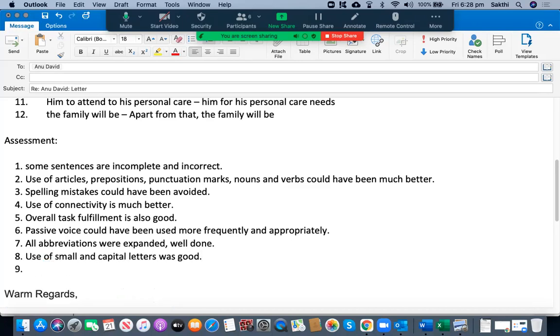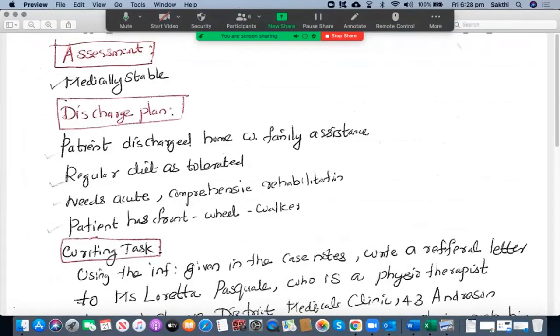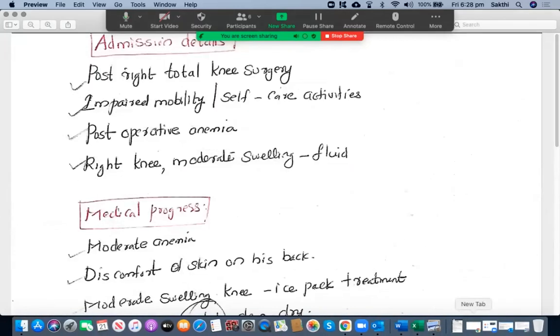Let me see if you have included the case notes. Okay, the relevant case notes. Layout and presentation features are fine. I need to see if you have included all the relevant case notes or not. Okay. All right, let's go to that. Okay, so you're writing a letter to a physiotherapist. Okay, all right, good. Okay, let's go through that.